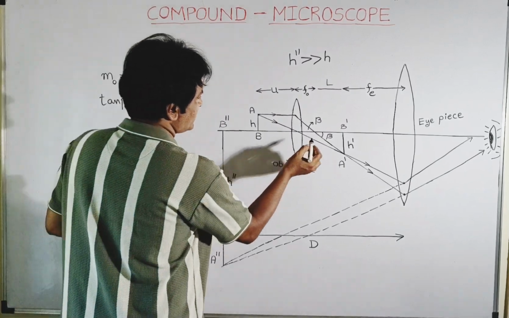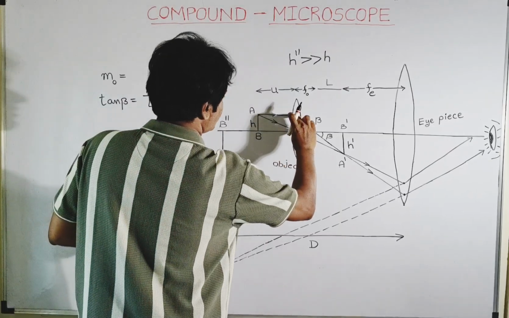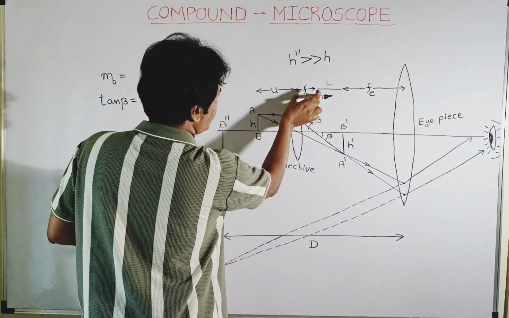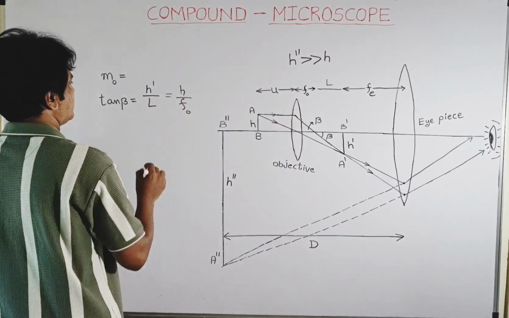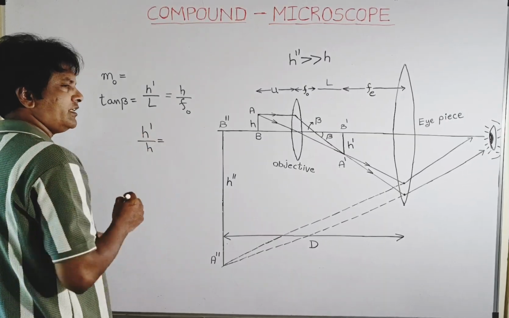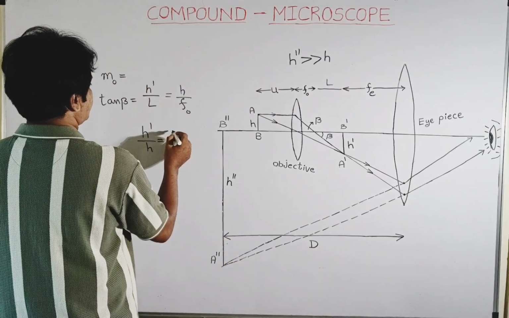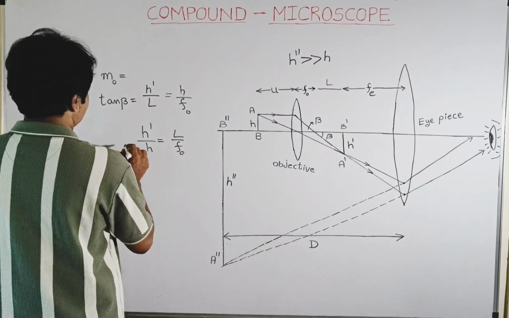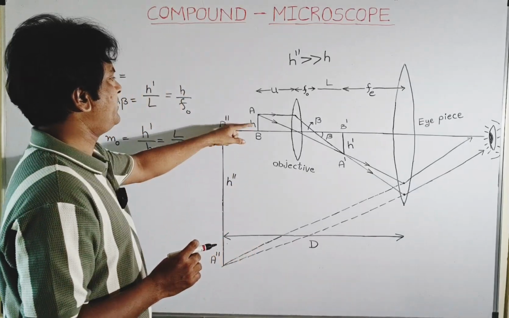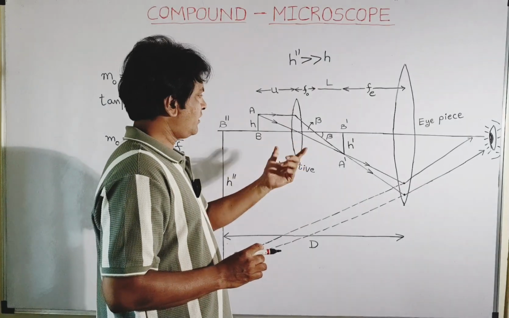And if this is angle beta, this is also angle beta, then similarly we can write tan beta as opposite side h by adjacent side f naught, the focal length of the objective. Exchanging the terms, the magnification h dash by h, we know that magnification is the ratio of the image size by object size, so this will become L by f naught. This is the linear magnification of the object AB. Then we found out the magnification of the objective lens.